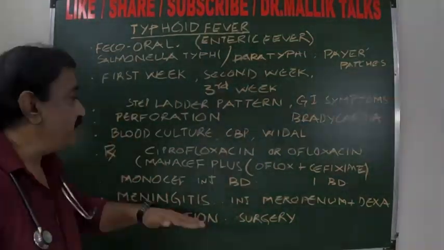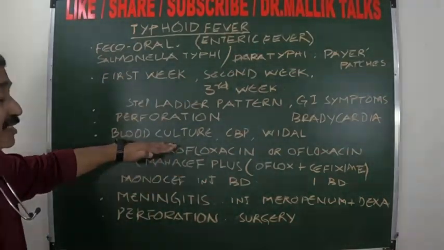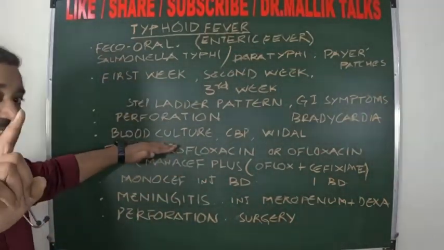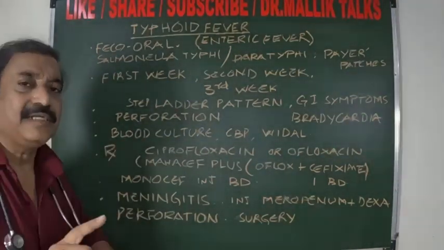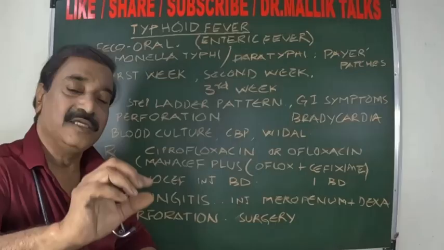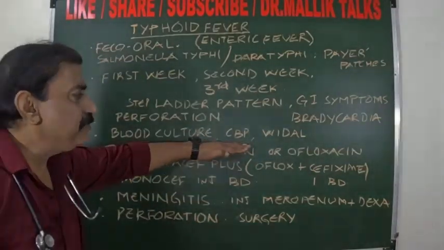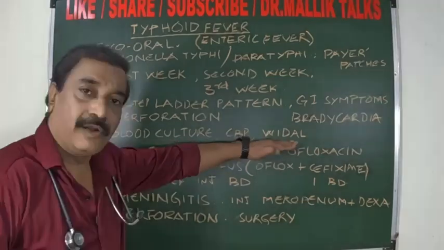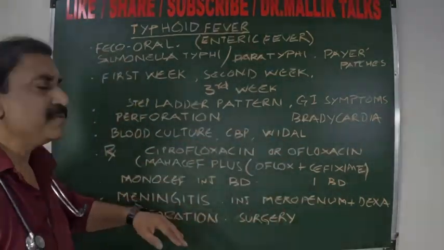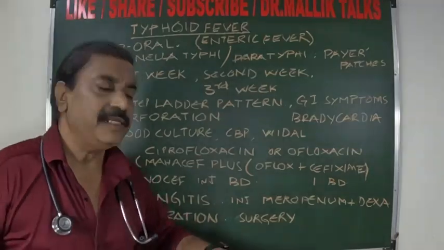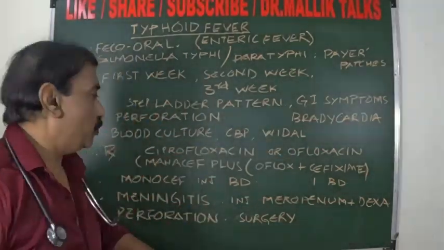In the first week, the most important test is blood culture. Blood culture is the special diagnosis in the first week of the fever. You can identify the organism, Salmonella typhi or paratyphi. CBP, complete blood picture, and Widal test are also done; they are routine. Other investigations also will be done, but the main investigation is blood culture in the first week. Okay.